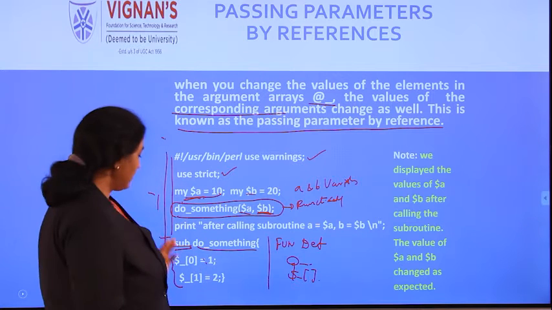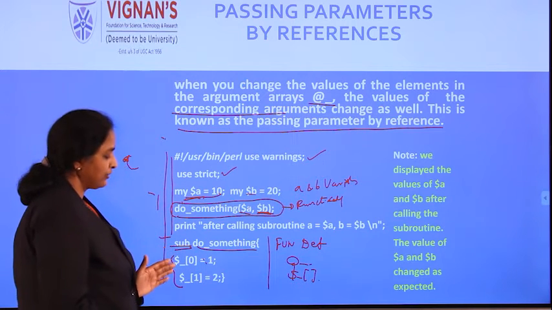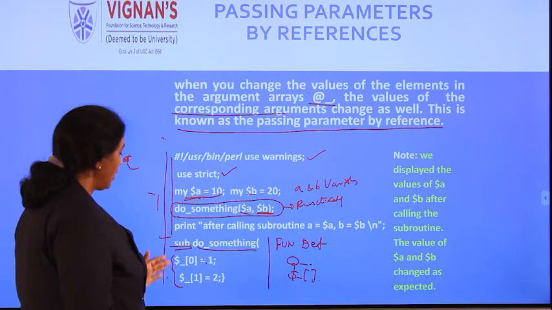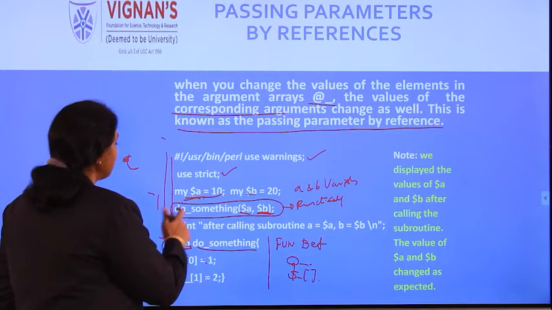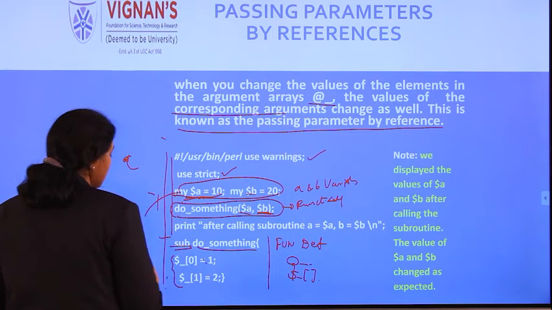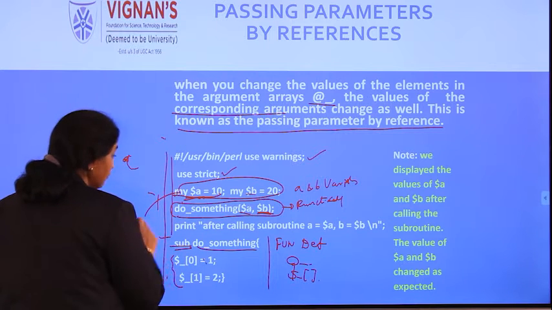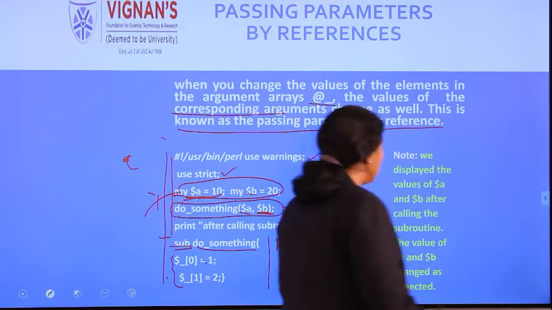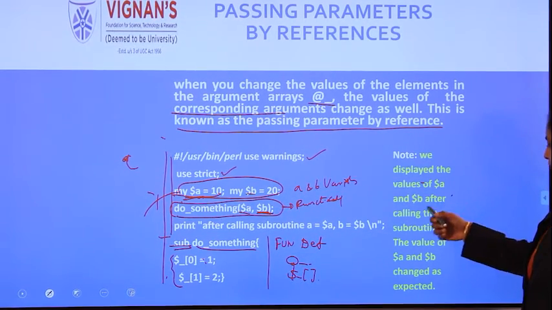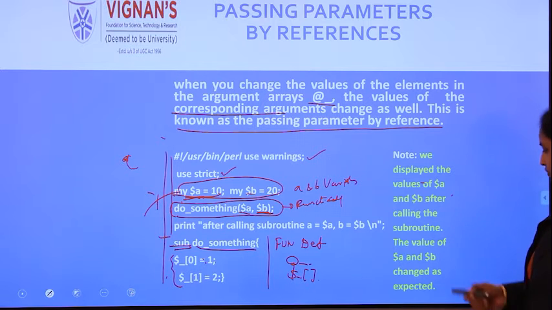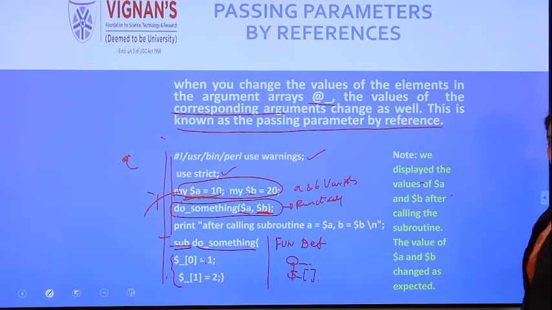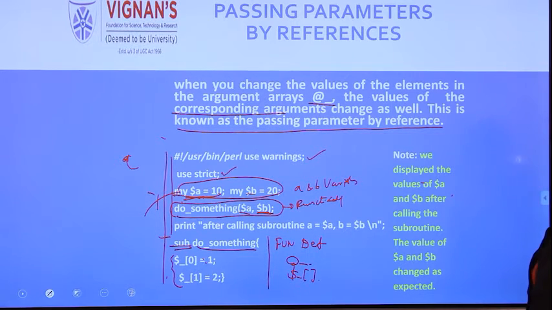That means here you are passing the arguments by reference. If you change the parameters, the arguments change automatically. You know that A and B are the arguments. Changing the parameters will change the arguments. That is the note I put here. We displayed the values of A and B after calling the subroutine. The values of A and B have been changed as expected. That's our expectation also.